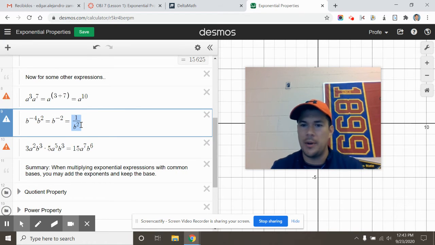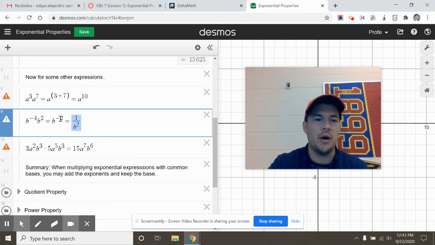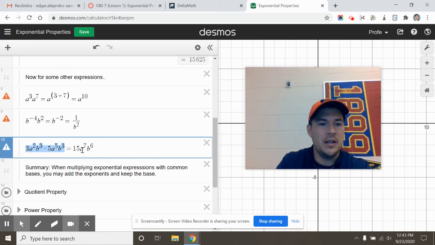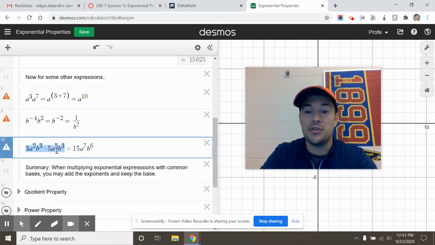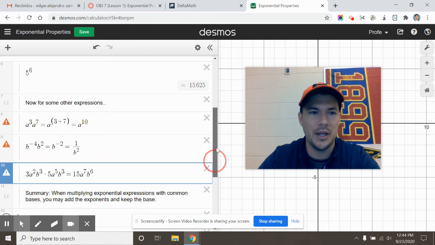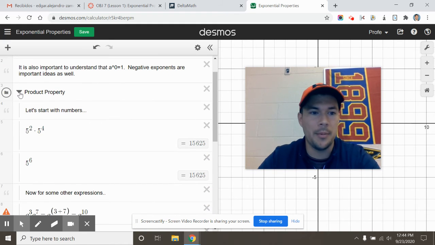That might seem a little weird, but we'll talk about it more in the second video when we get to negative exponents. For right now, as long as you know that you need to add the exponents if you have a common base. We can look at some expressions that have numbers. If I have 3a squared b cubed multiplied by 5a to the 5th times b cubed, this will give me 15a to the 7th, b to the 6th. The a's, I added the exponents to get 7. The b's, I added the exponents to get 6. And 3 times 5 is 15. Nothing fancy about that. Believe it or not, that is the most missed part of this type of work. We get caught up with exponential expressions that we forget how multiplication and division actually work with numbers. So that's the product property.